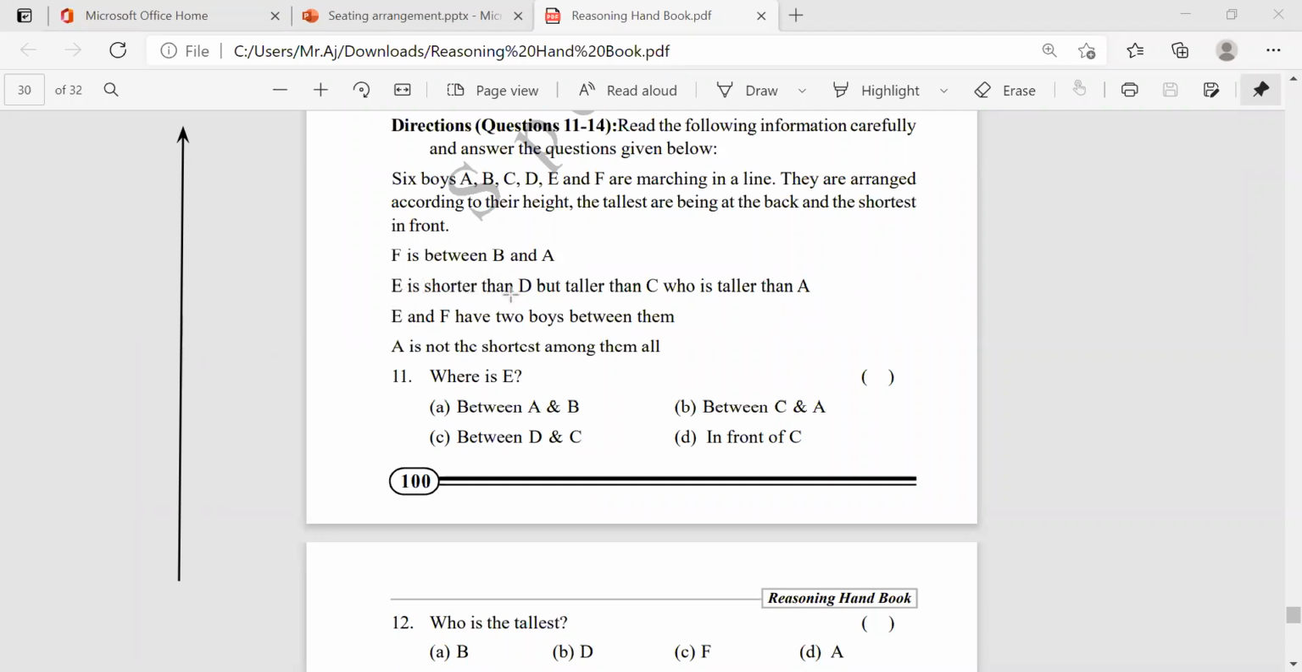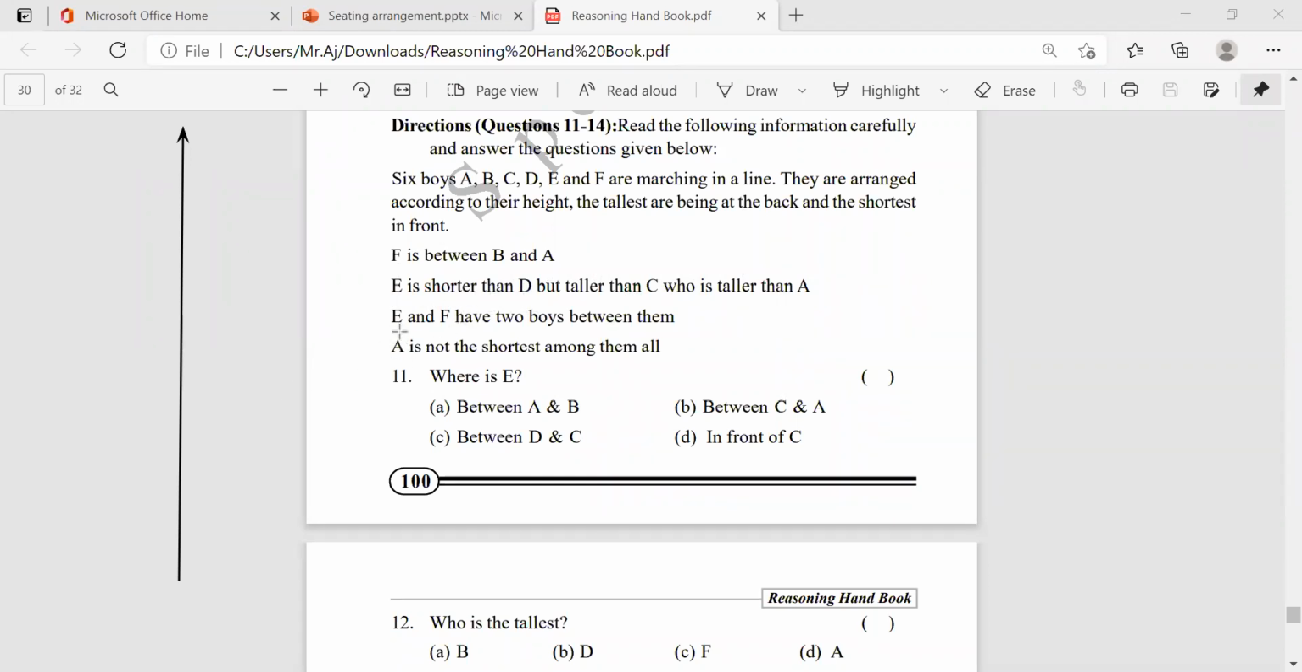F is shorter than D but taller than C. Who is taller than A? What they're saying here, just read the question 2 or 3 times. Up to that, you need to understand very clearly. That is the first thing. The statement: E is shorter than D. Who is taller in these two? D is taller. But taller than C. Between E and C, who is taller? E. Who is taller than A? Between E and C, who is taller? C. Like that, you need to conclude one by one, condition by condition. Split this and conclude that.